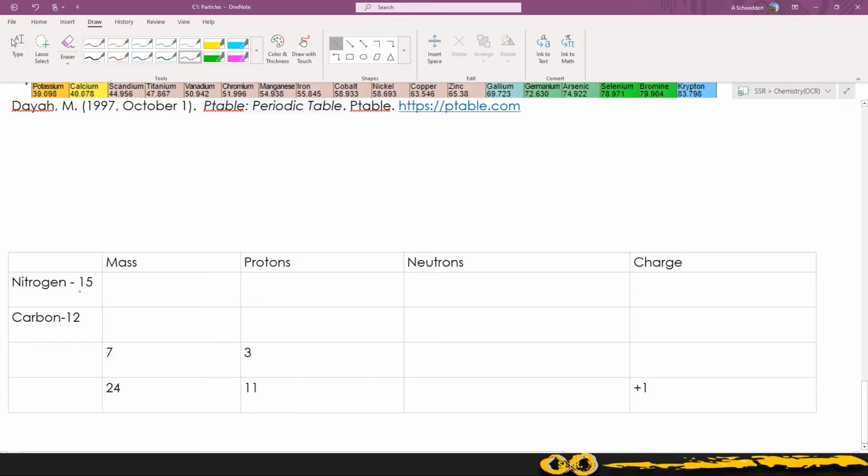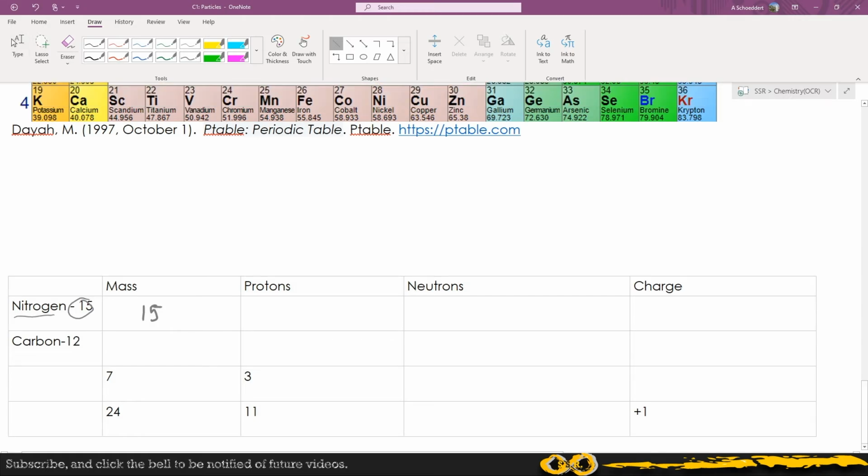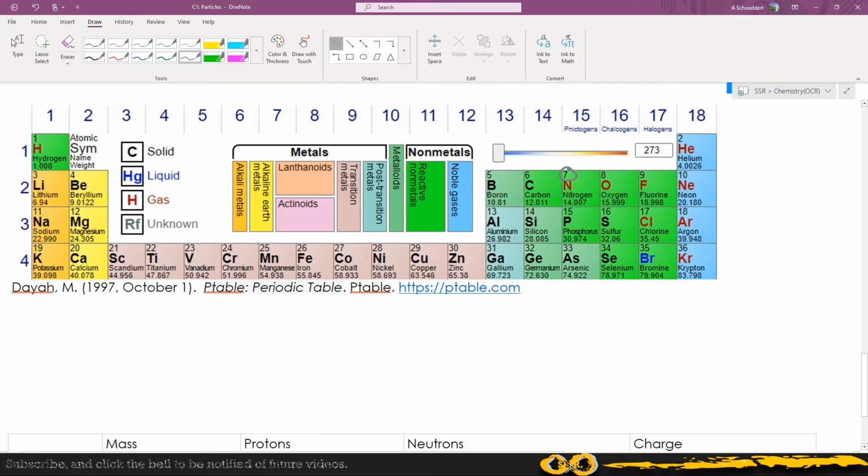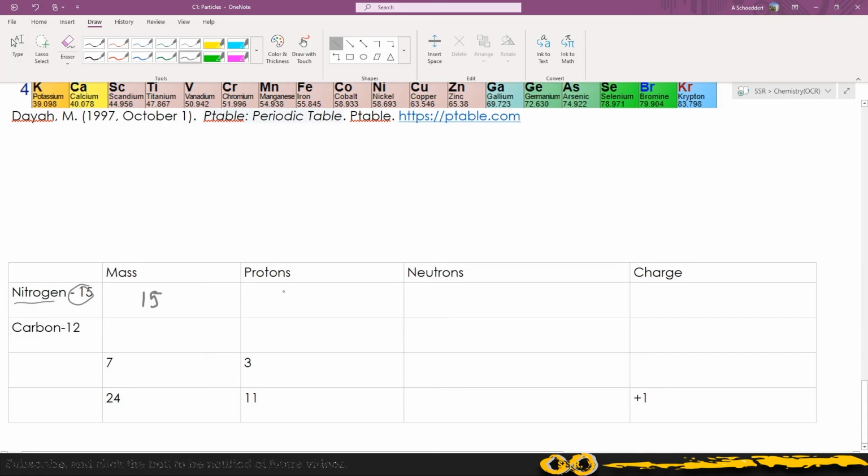Let's first look at nitrogen. The little number next to the atom indicates the mass of that isotope. So it is a mass of 15, and we're told that the atom is nitrogen. Looking at the periodic table, we can find that the atomic number for nitrogen is 7, and so therefore the number of protons must be 7. To calculate the number of neutrons, we're going to do 15 minus 7, which gives us 8. So there are 8 neutrons in this case. Because no charge is indicated, we know that this is a neutral atom. It's not an ion.